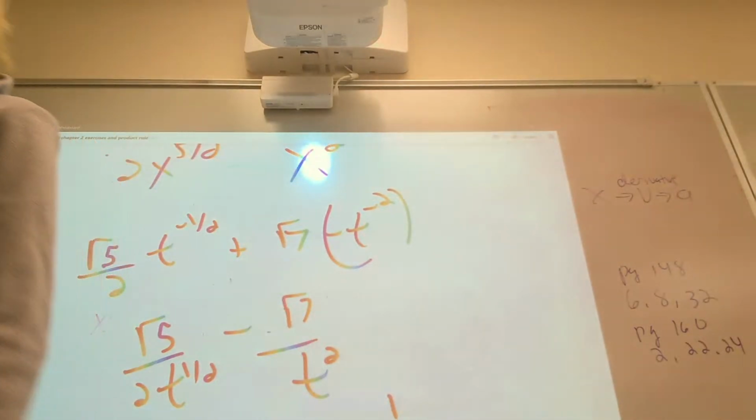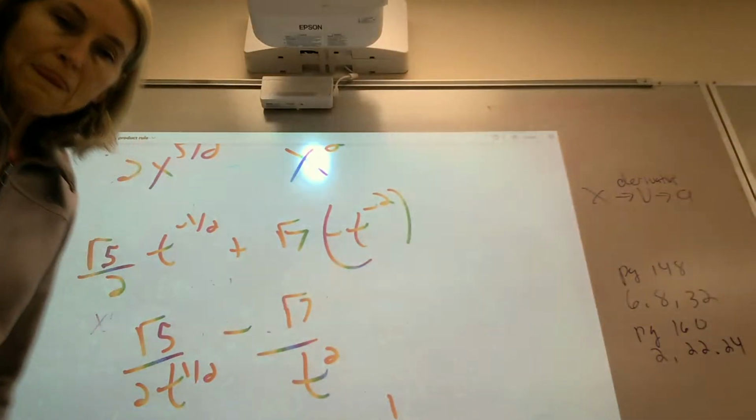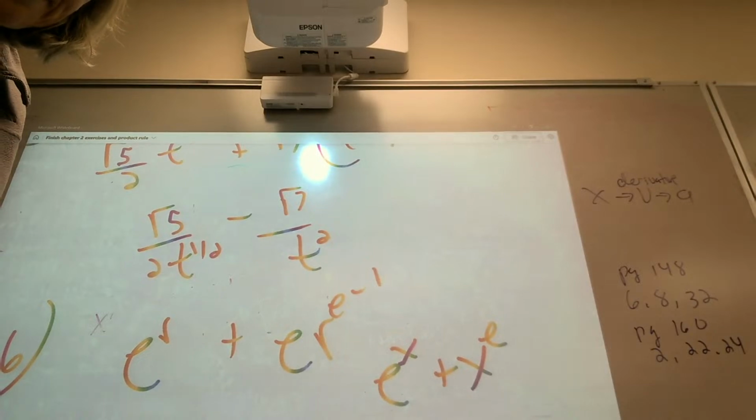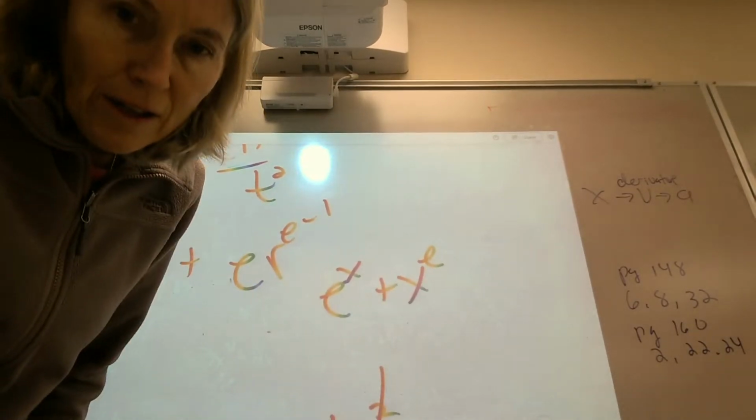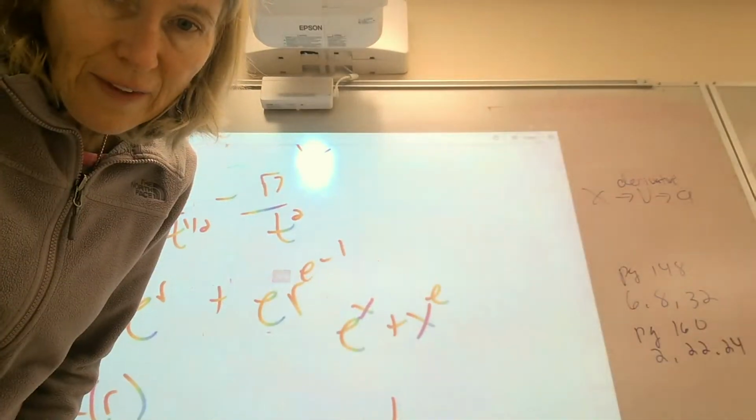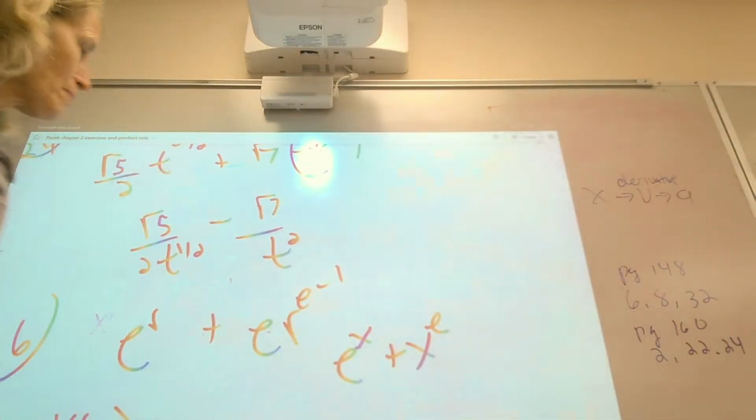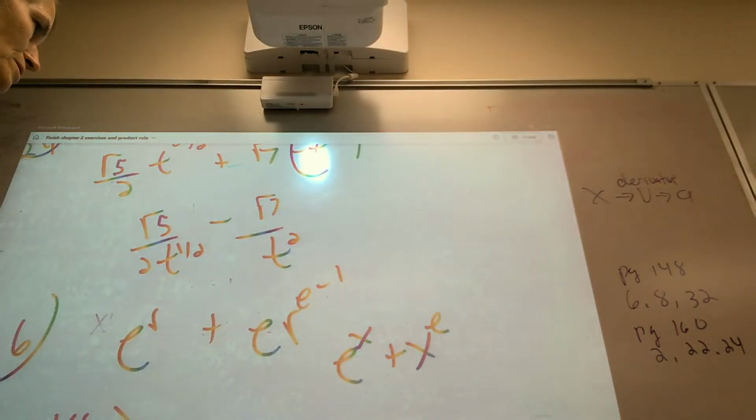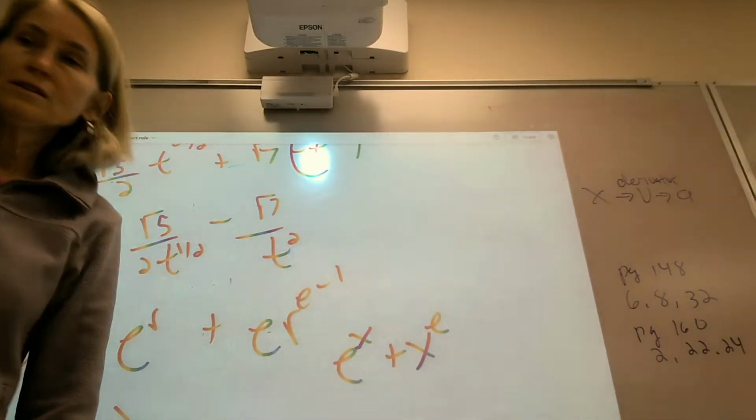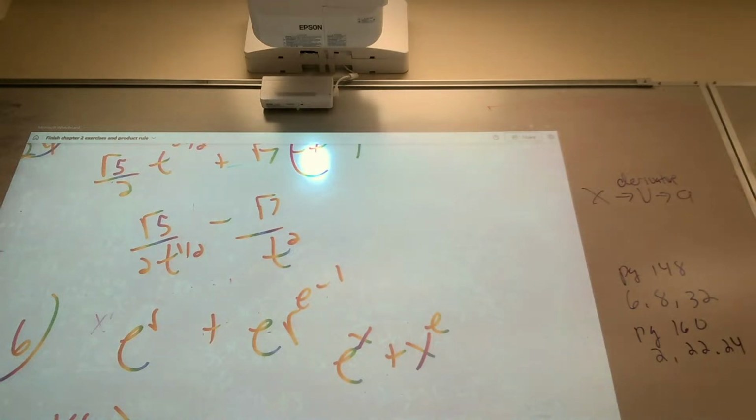Tori, do you have 26? I got e to the r plus e r to e minus 1. Okay, good. I have all of this: e to the r plus e to the r minus 1. And then yeah, that's right. That's all there is to it.